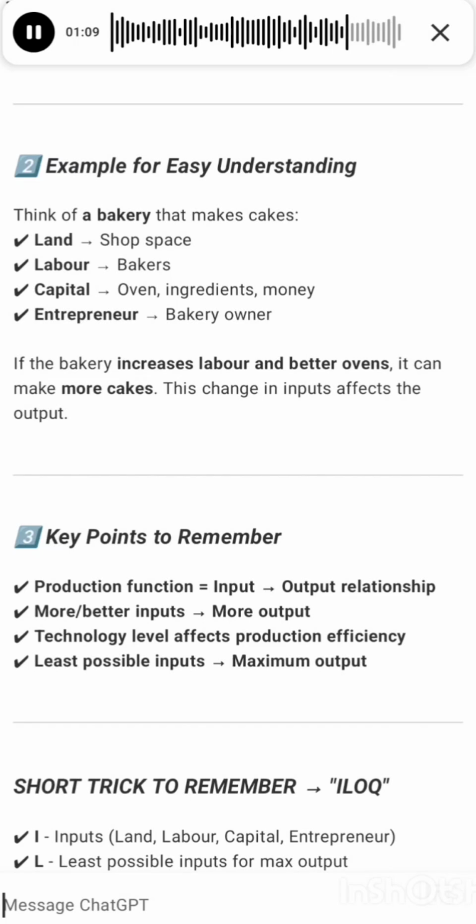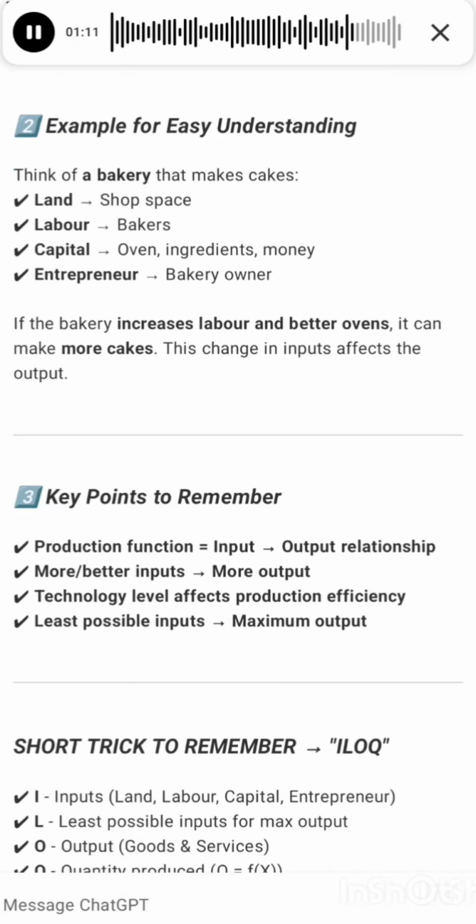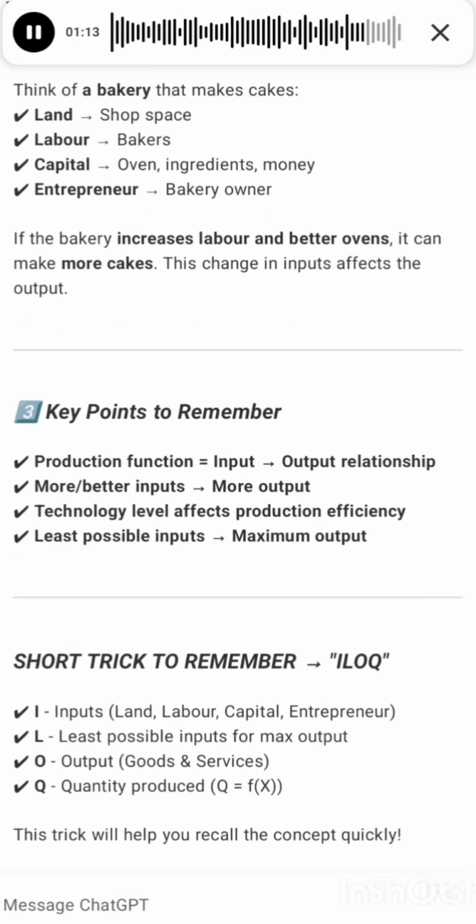A short trick to remember: ILOC. I, inputs: land, labor, capital, entrepreneur. L, least possible inputs for max output. O, output: goods and services. Q, quantity produced, Q equals F(X). This trick will help you recall the concept quickly.